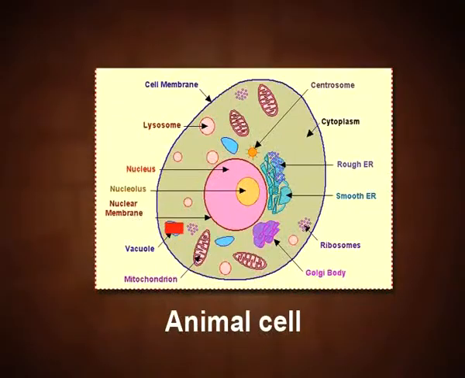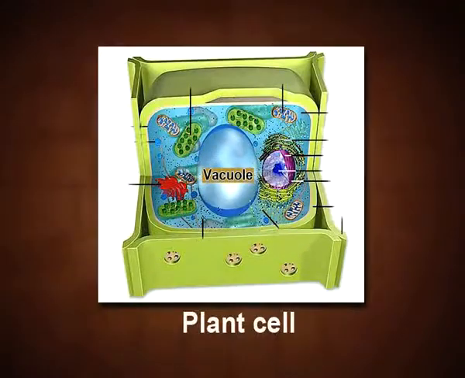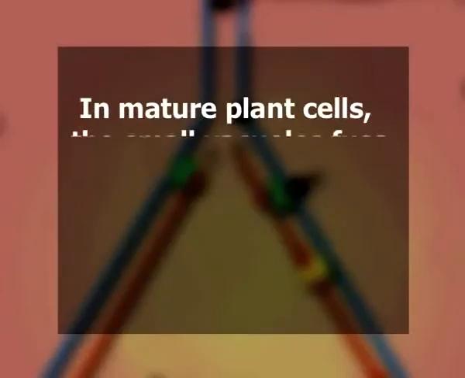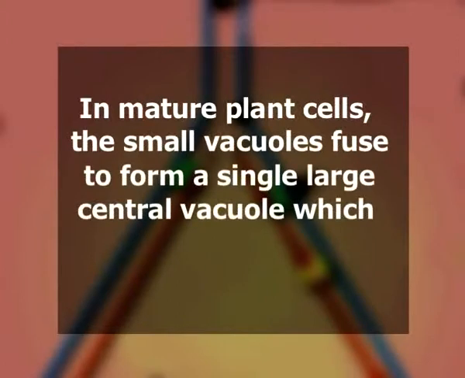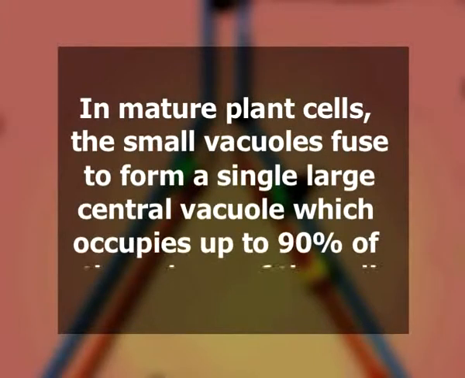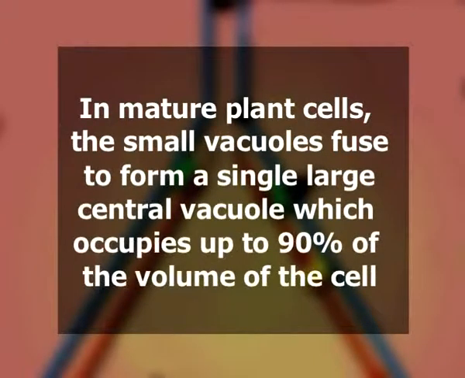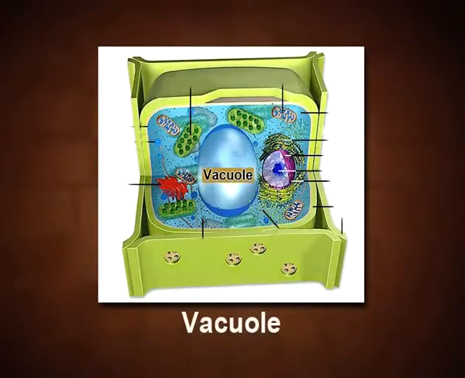It has a number of transport systems for the passage of different substances. A number of small sap vacuoles occur in animal cells and young plant cells. In mature plant cells, the small vacuoles fuse to form a single large vacuole which occupies up to 90% of the volume of the cell. The large central vacuole spreads the cytoplasm in the form of a thin peripheral layer.